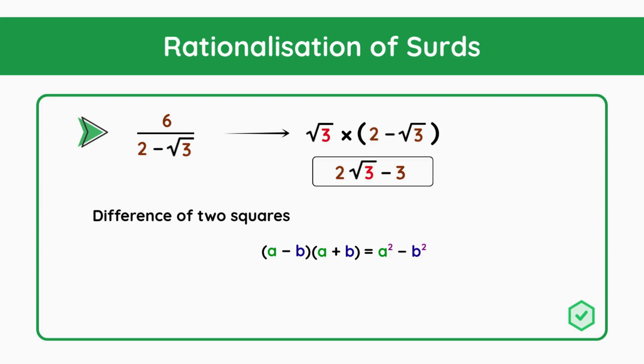The expression with the opposite sign, a plus b, is called the conjugate of a minus b. To rationalize any two-term denominator, we multiply the top and bottom of the fraction by its conjugate.